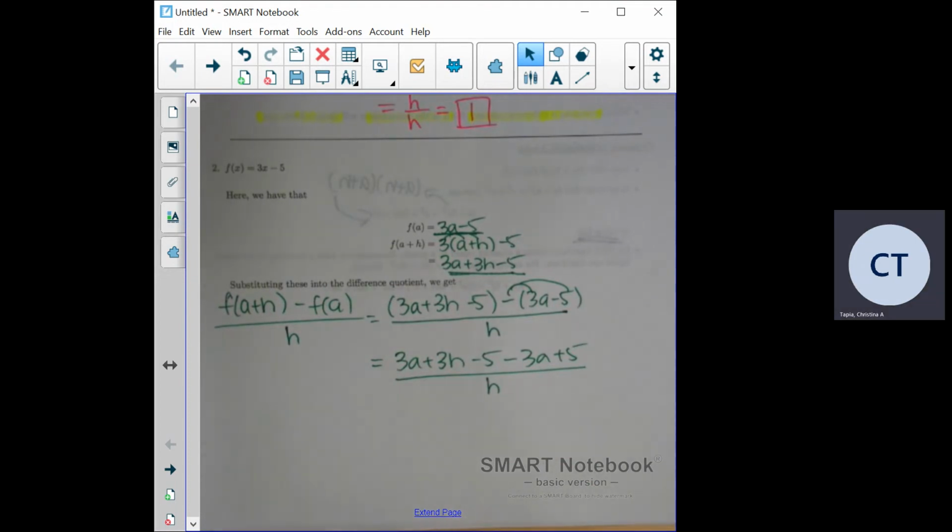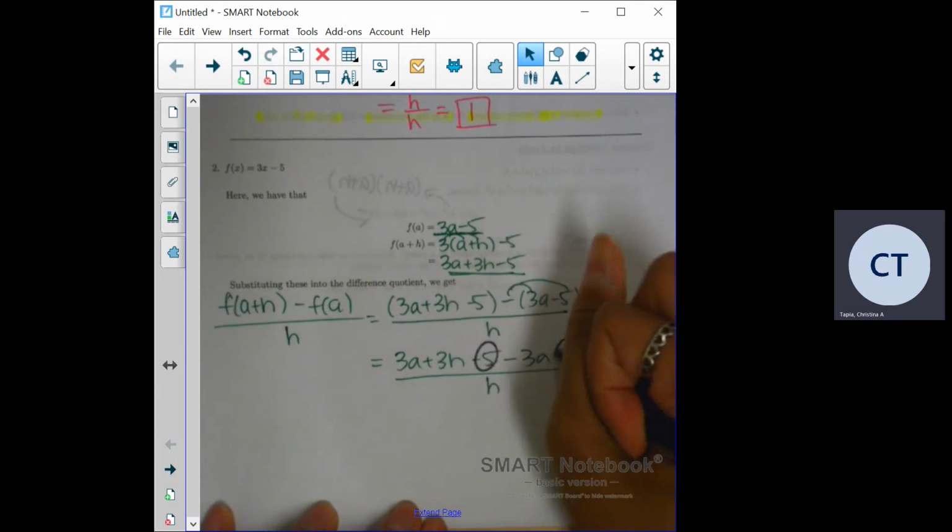In that numerator, I need to see if anything can cancel. Jacqueline, can I cancel anything? And if so, what? The 5s and the 3a's.